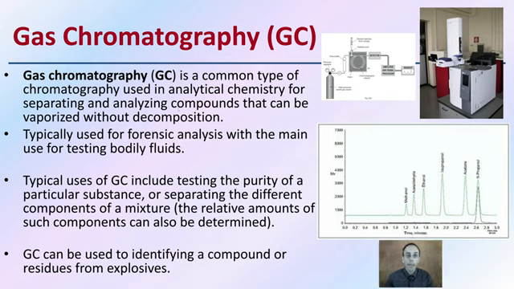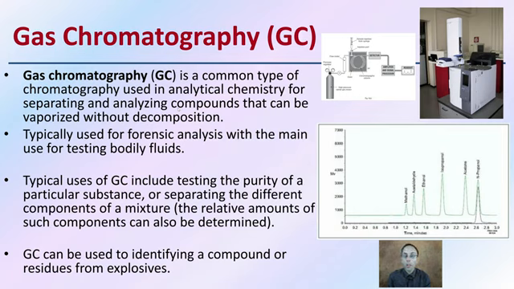So keep in mind that gas chromatography is a type of chromatography used to analyze chemistry for separating out and analyzing compounds that can be vaporized without decomposition. So this is where that presumptive test might come into play, because this might lead you to use, if you have available, gas chromatography. It's used typically in forensic analysis with the main use for testing bodily fluids.